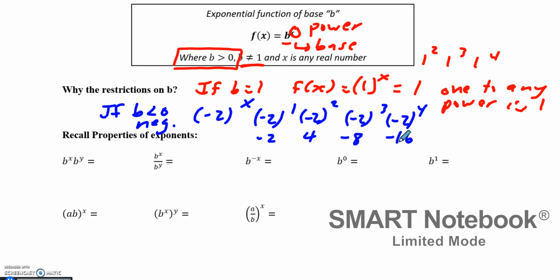Because we keep going from negative to positive to negative to positive, that's why b cannot be less than 0, because it has a situation that's not exponential. And that's why b cannot be 1. So b cannot be 1, and b cannot be less than 0. That's why this restriction is there.